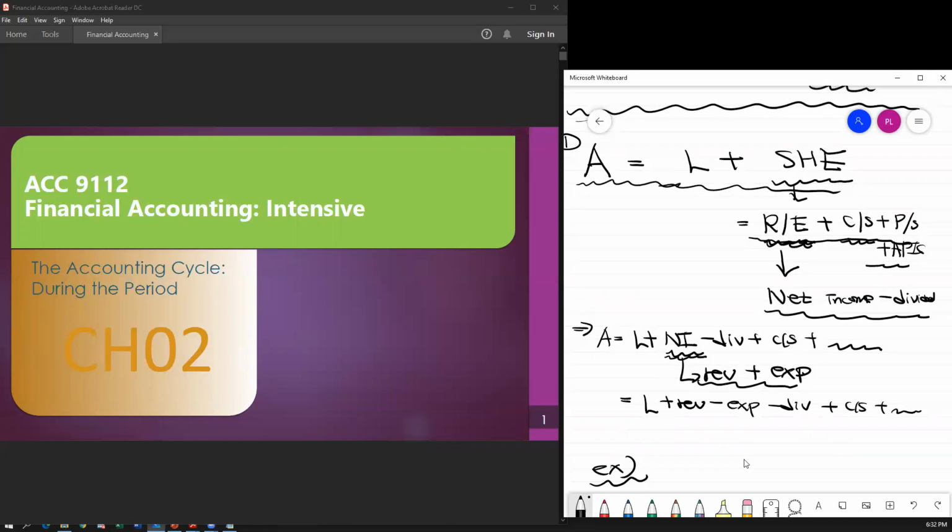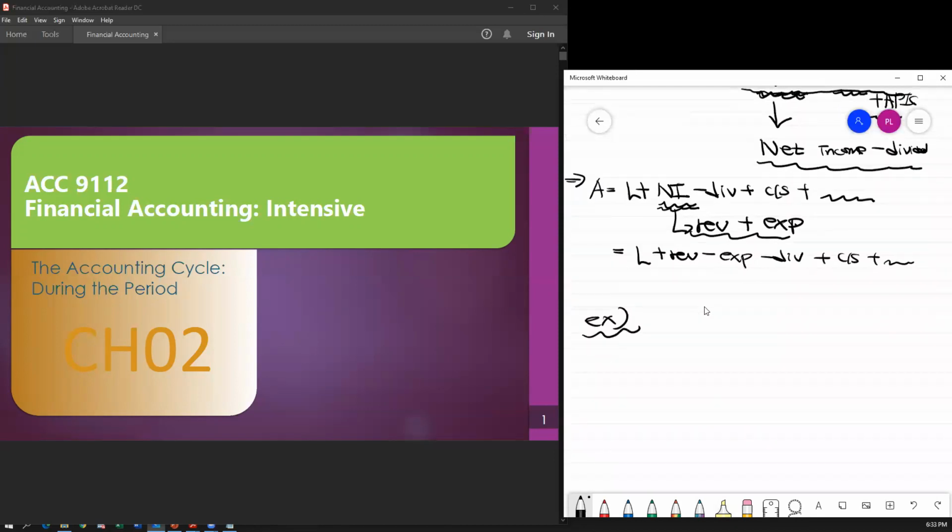No problem. So there is a question: what does PS stand for? I'm sorry if I'm using a lot of acronyms, but whenever I use PS, that refers to preferred stock. So we have common stock, we have preferred stock. There are different types of stocks that are outstanding. Okay, it's good. Any other questions?